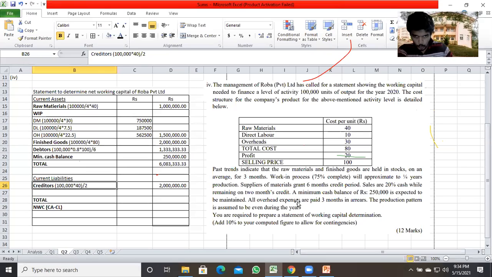Then all overhead expenses are paid 3 months in arrears.